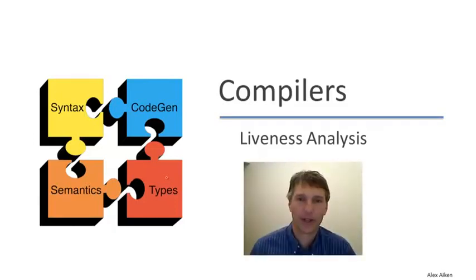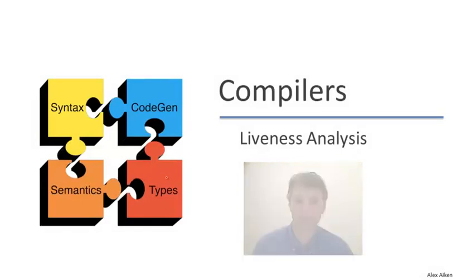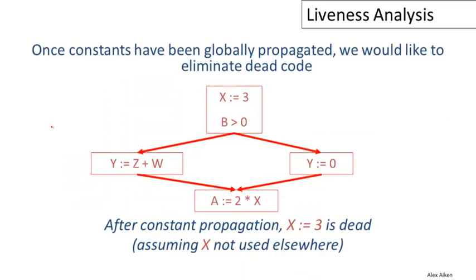In this video, we're going to look at another global analysis called Liveness Analysis. So in the past several videos, we've looked at a procedure for globally propagating constants through a control flow graph. And here's one of the control flow graphs we've been looking at, and recall that this algorithm that we discussed would be sufficient to show that we could replace this use of x here by the constant 3.